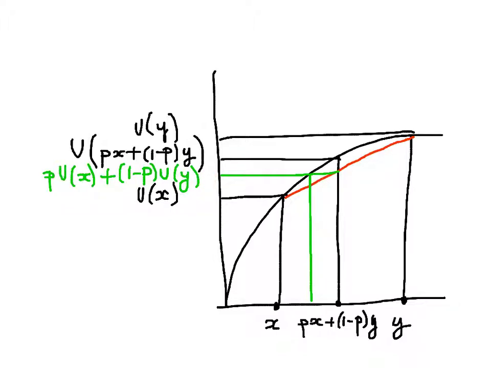Another remark worth noting is that risk aversion can be measured by the concavity of the utility function. You can see that the greater the concavity of the utility function, the greater the differential here between the utility of the gamble and the utility of the expected value of the gamble. So this differential here will increase with the concavity of the utility function.